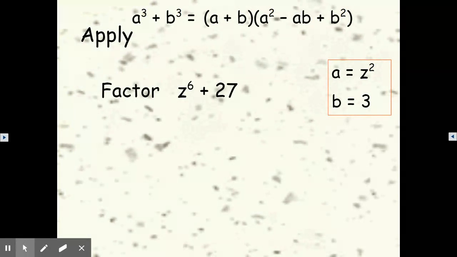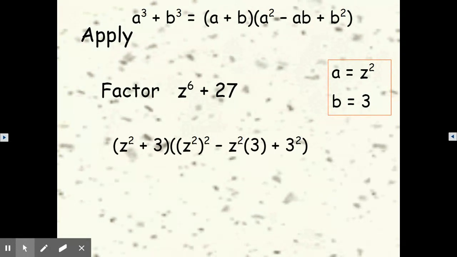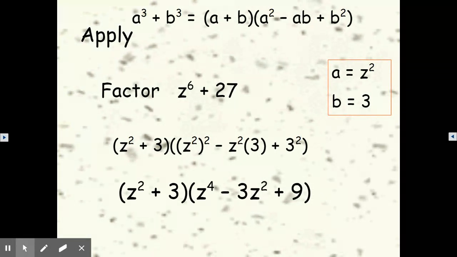That's our a plus b. And then the a squared would be z squared squared, minus ab would be 3z squared, and our b squared would be 3 squared, which is 9. So it kind of looks like this. Right? So that works out like that.